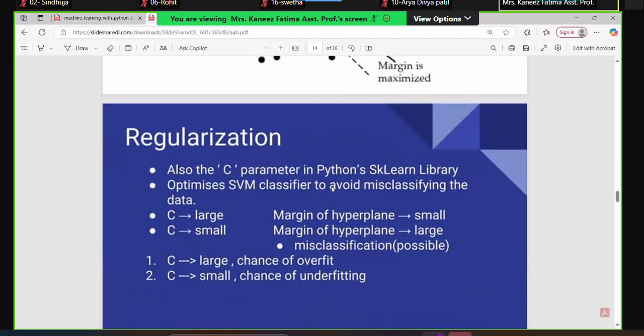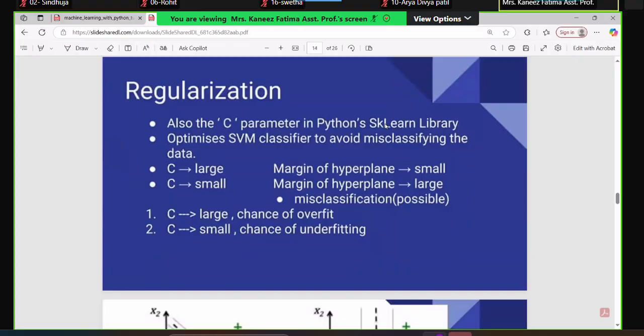Second one, we have regularization. Also, the C parameter in Python's scikit-learn library optimizes the SVM classifier to avoid misclassifying the data. Another method when we are talking about SVM, where I'm classifying data with respect to separable common values. If I am going with classification of data with SVM, at that instance I can go with regularization, where if the margin of the hyperplane is small, it means C is large. If the margin of the hyperplane is large, it means C is small. That is, misclassification has happened.